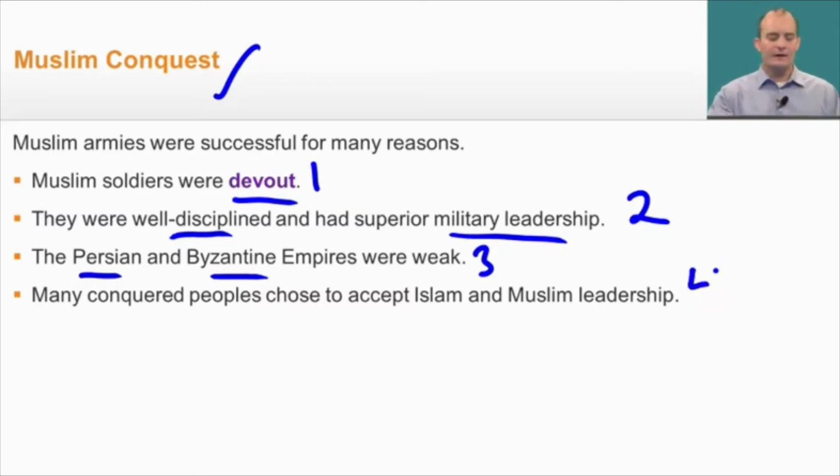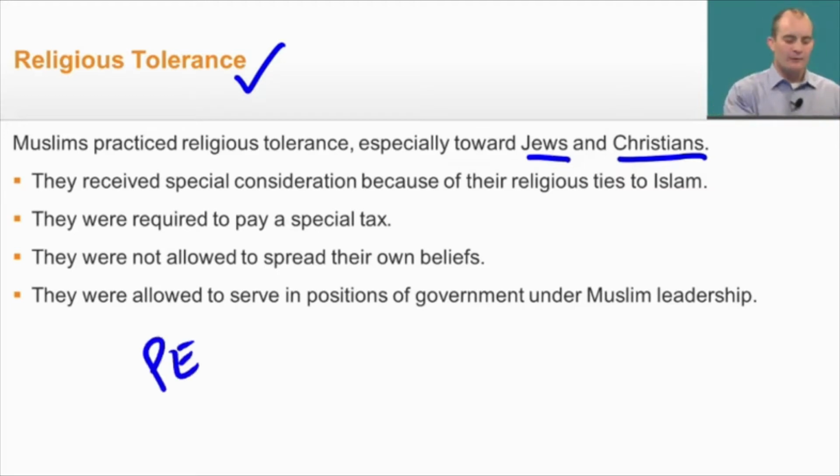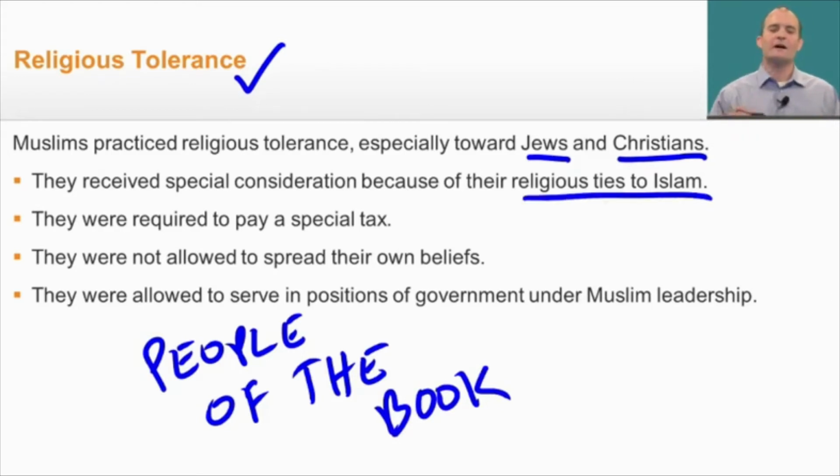And fourth is that many conquered people chose to accept Islam and Muslim leadership rather than the leadership they had been under previously. Now, during this time period, there was some religious tolerance, especially for Jews as well as Christians. The reason being is that Jews, Christians, as well as Muslims were people of the book. And also, they got special considerations because of their religious ties to Islam.